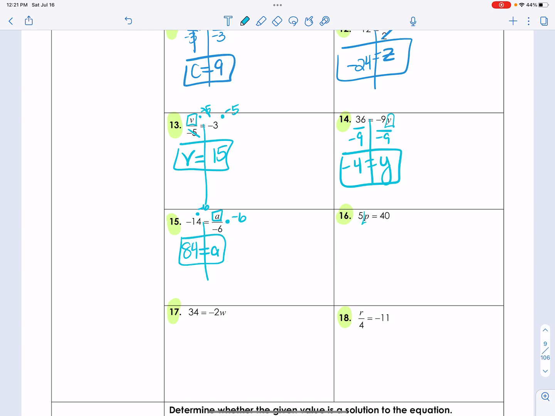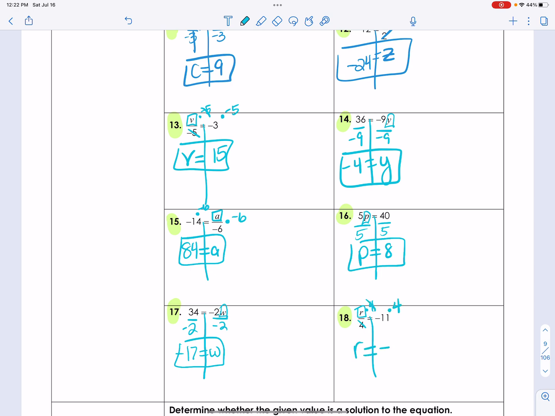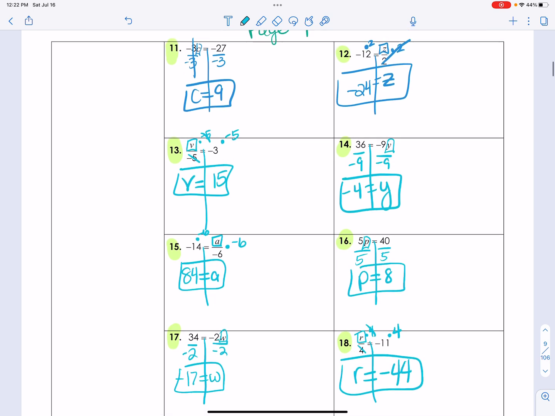Okay. Here I'm timesing by 5, so the opposite operation is to divide by 5, and P equals 8. Here I'm timesing by 2, so the opposite operation is to divide by 2. Sorry, box that. And so my answer is a negative 17. Here I'm timesing by 4, dividing by 4. I'm going to times both sides by 4 because that's legal as long as you do it on both sides. And my answer is a negative 44. Okay, so those are my answers to these.